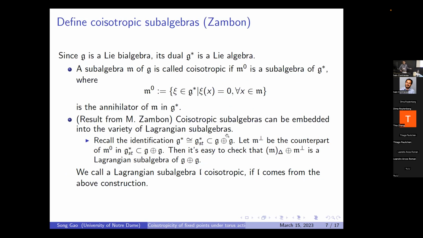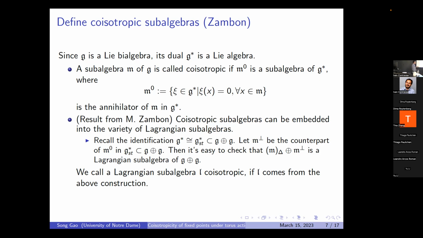And then it's the point to define coisotropic subalgebras. Since G is a Lie bialgebra, its dual is again a Lie algebra. A subalgebra M of G is called coisotropic if its annihilator inside G star is a subalgebra in G star. The annihilator just means all of the linear functionals on G which vanish on the subalgebra M.